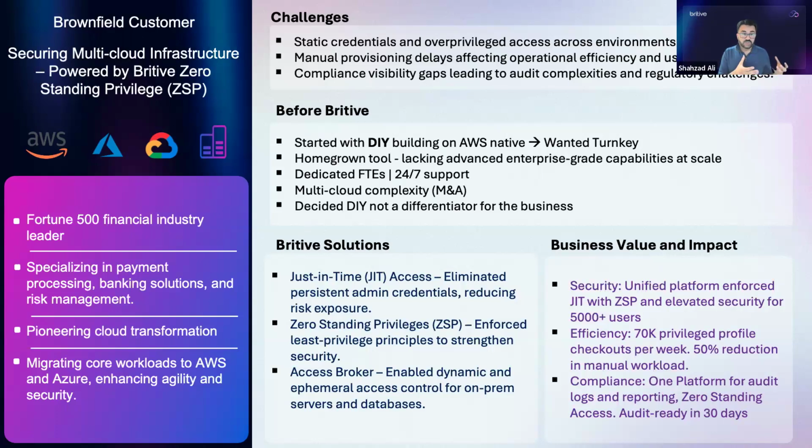Obviously, this company, you can imagine, is a Fortune 500 financial leader. They specialize in payment processing and banking solutions. It's a huge portfolio. They acquired multiple companies. They were pioneers of the cloud transformation, right? And they were sort of struggling in this area, right? So when they acquired this solution, they got the business value right from the get-go, right?